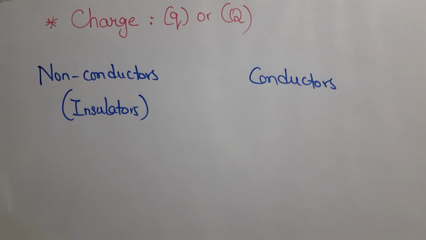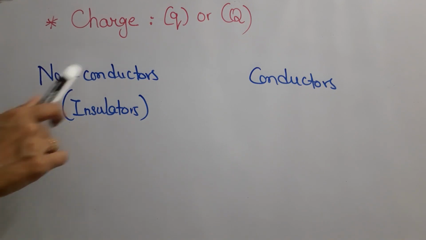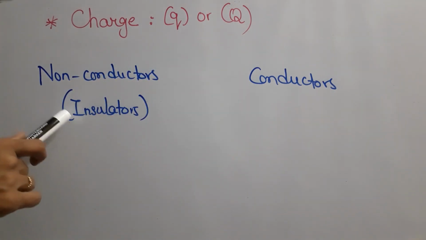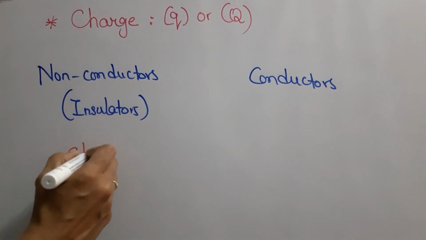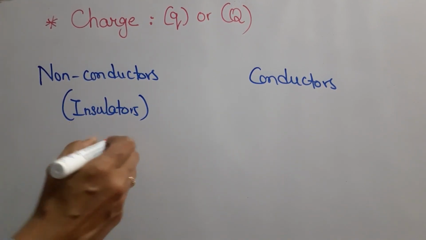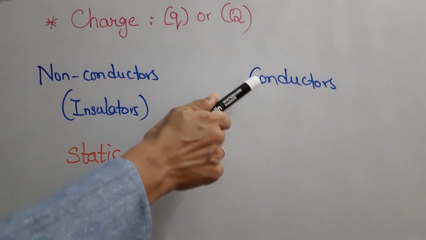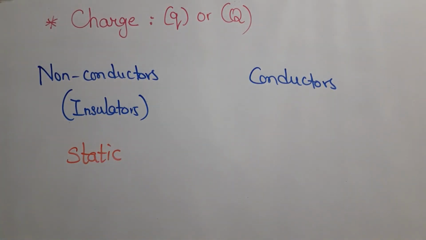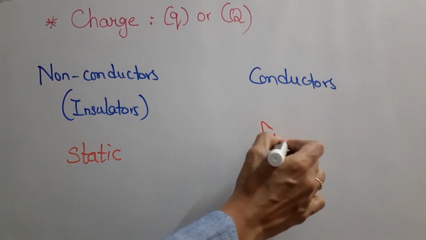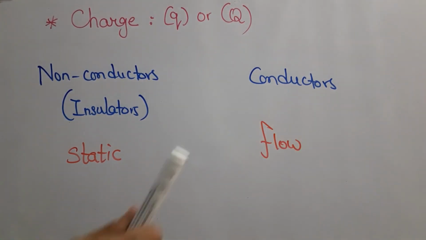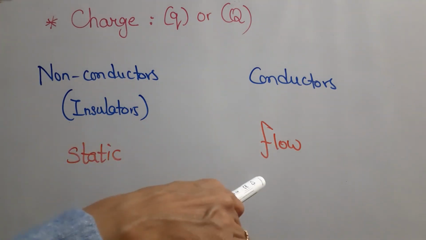There are two types of materials, non-conductors and conductors. Non-conductors are also called insulators. In case of non-conductors, charges are always in a static condition. But in case of conductors, there are so many free electrons. So if we apply a proper potential difference, these free electrons can flow, or we can say charges can flow, right?